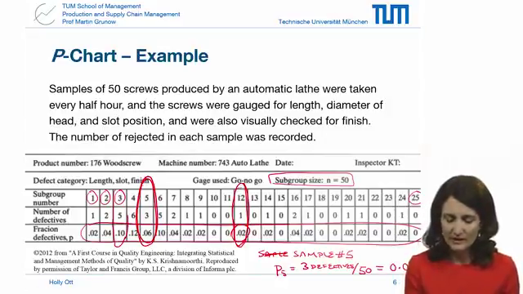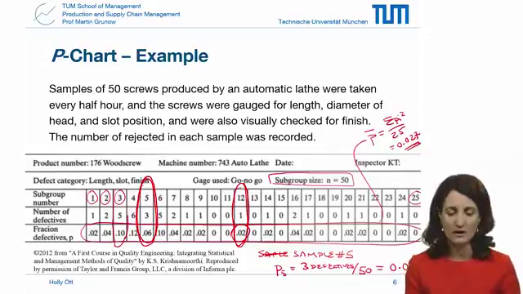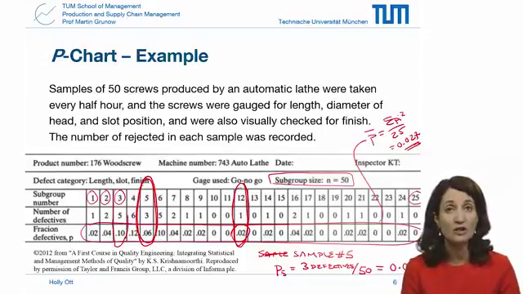Now, if we calculate the average of all of these, the average P would be the sum of all these PIs over 25, and we get 0.027 as our average, our P bar. Now, we can use this data and then calculate our control limits.